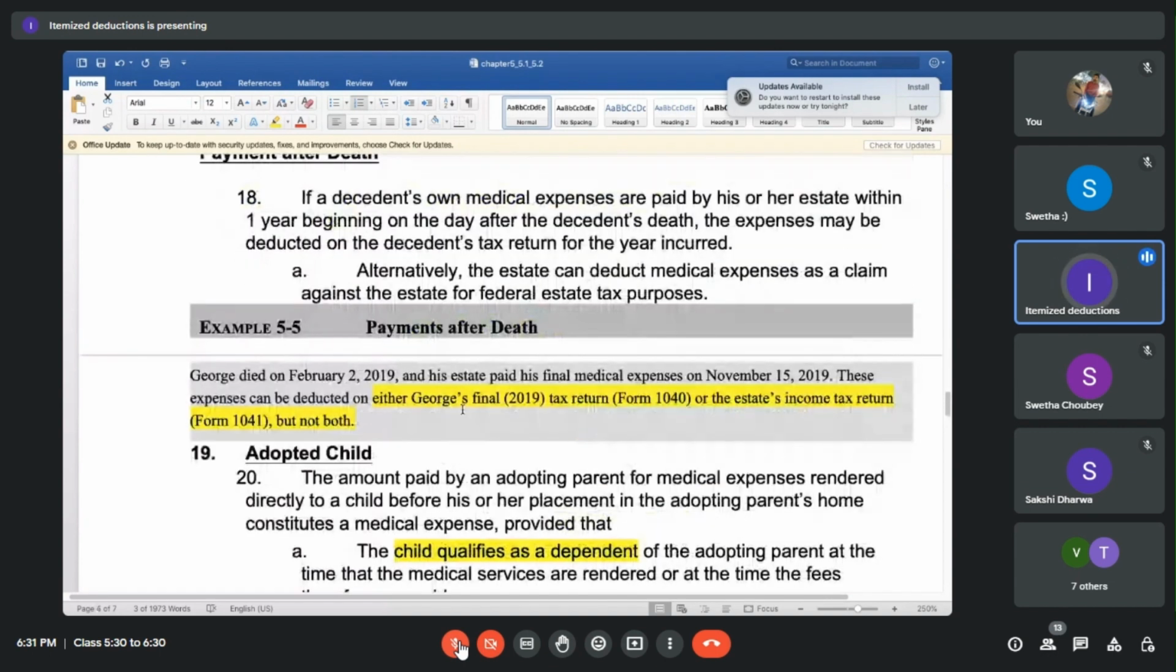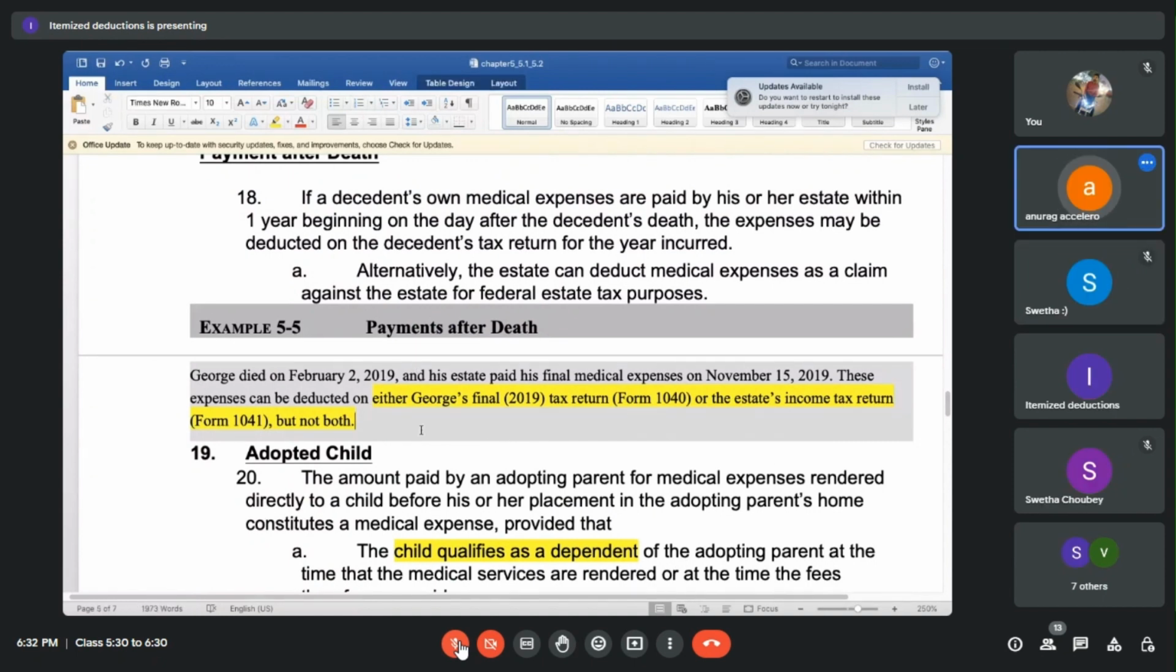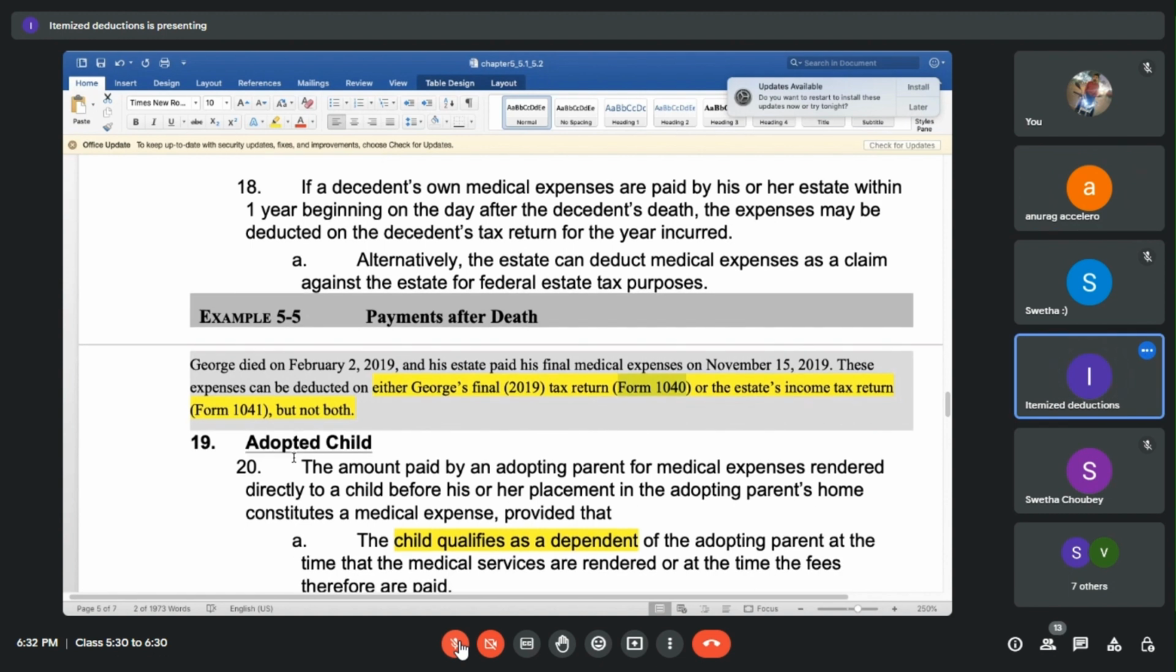All right, Anurag, 5.5. George died on Feb 2nd, 2019, and his estate paid his final medical expenses on 15 November 2019. These expenses can be deducted on either George's final 2019 tax return Form 1040 or the estate's income tax return Form 1041, but not both. Yes.